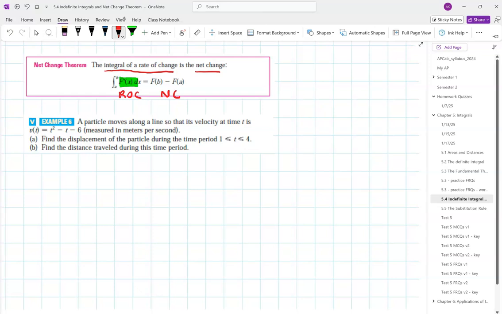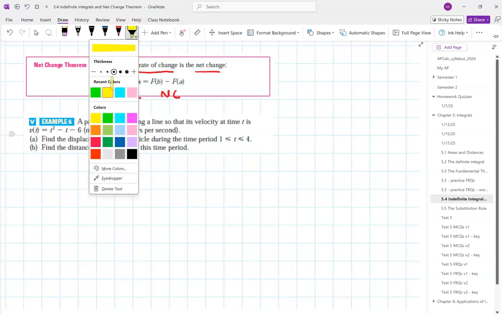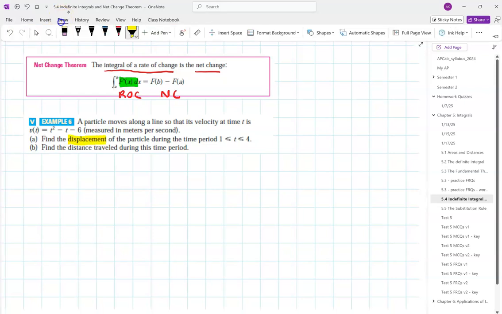Example 6. It says a particle moves along a line so that its velocity at time t is v of t equals t squared minus t minus 6, measured in meters per second. Find the displacement of the particle during the time period from 1 to 4. And then find the distance traveled during this time period. So what's the difference between displacement and distance traveled?